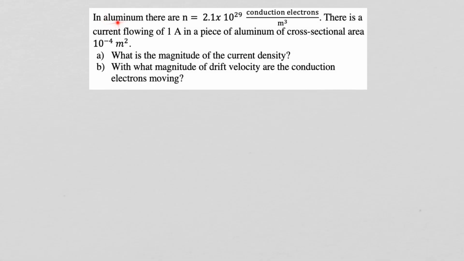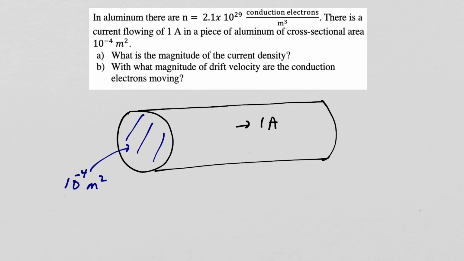You're given a piece of aluminum, and in aluminum there are 2.1 times 10 to the 29th conduction electrons per cubic meter. You're told that there's a current of 1 amp flowing, and it has a cross-sectional area of 10 to the minus 4 square meters. So here's our piece of aluminum with 1 amp flowing and our cross-sectional area.